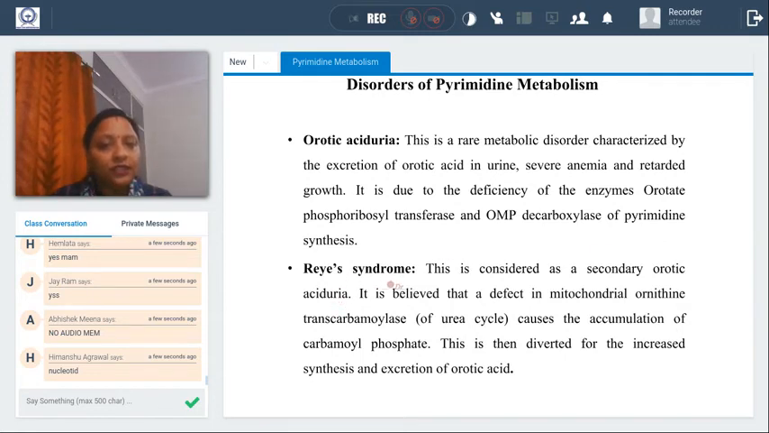Another is Reye's syndrome, which is considered secondary orotic aciduria. It is believed that there is a defect in mitochondrial ornithine transcarbamylase, which is used in the urea cycle. You have studied the urea cycle, and this causes accumulation of carbamoyl phosphate in the cytosol, and the excess carbamoyl phosphate creates an excess amount of orotic acid. It is then diverted for increased synthesis and excretion of orotic acid.